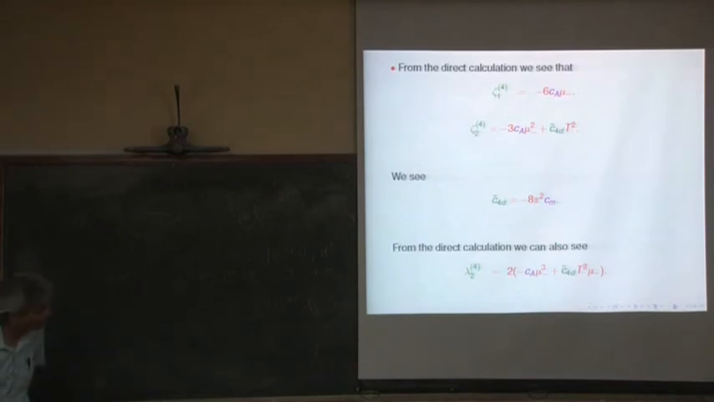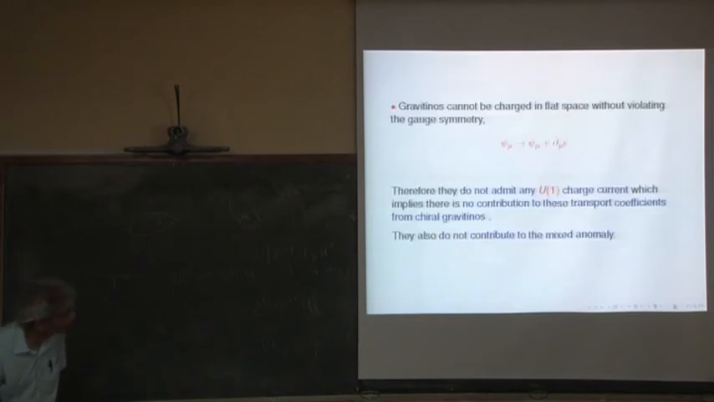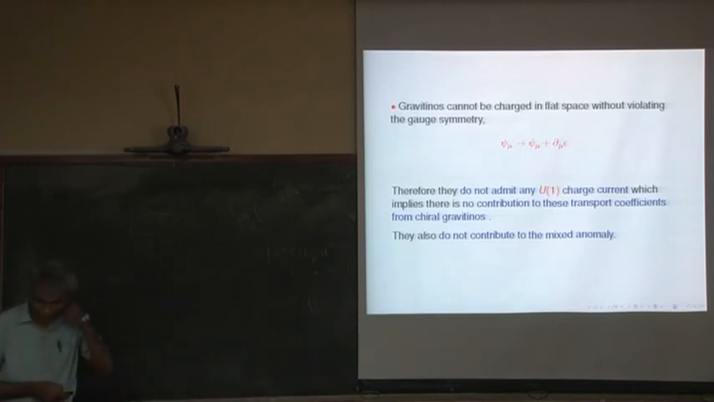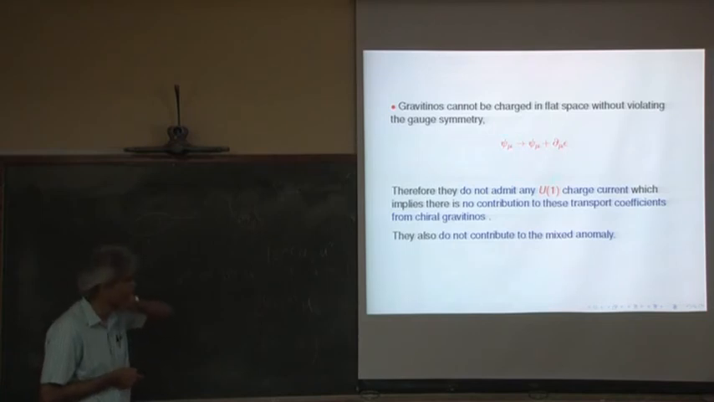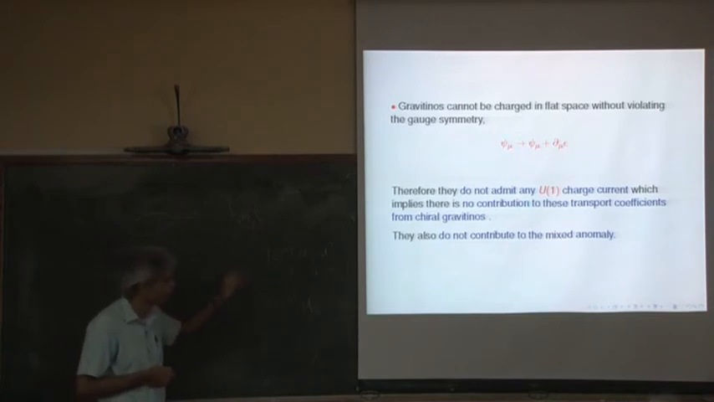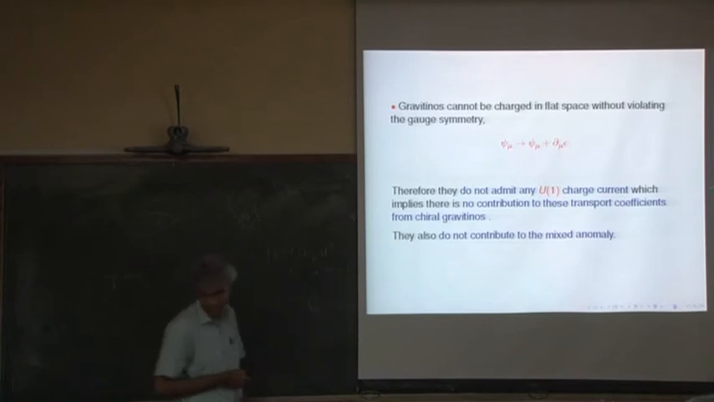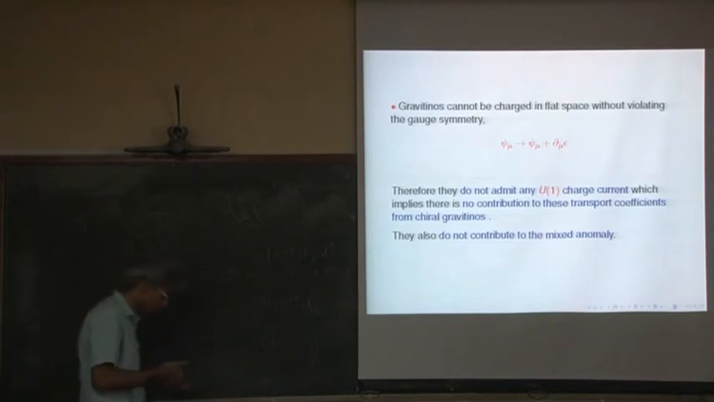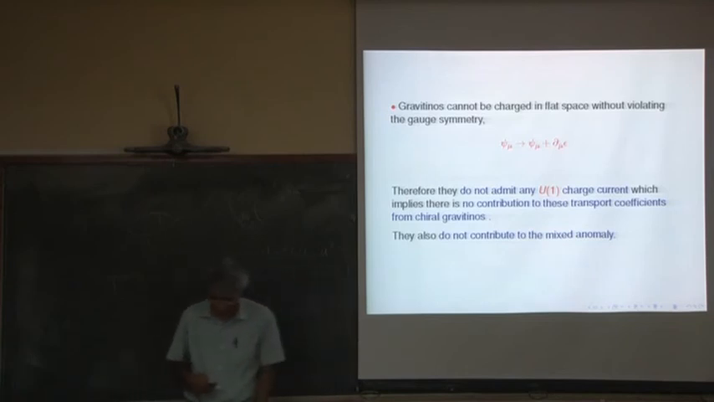So these are satisfied as expected, and they are chiral fermions. And here, one thing I want to point out is that gravitinos cannot be charged in flat space without breaking the symmetry. Therefore, they don't contribute to any of this charged current. It's important to realize that, and they have no mixed anomaly actually. They contribute to no mixed anomaly. So in 4 dimensions, there is no question of asking about the gravitinos, because they don't contribute to charge transport.